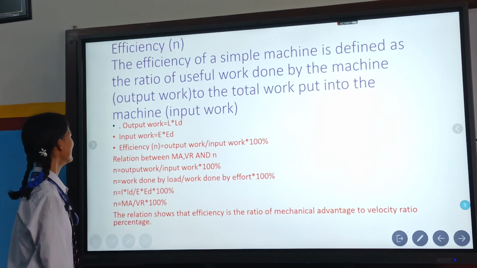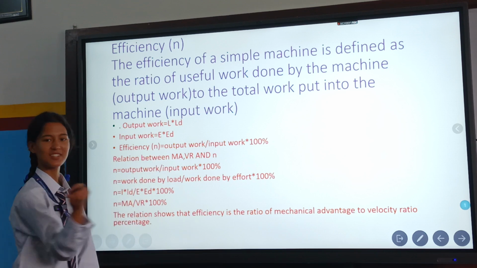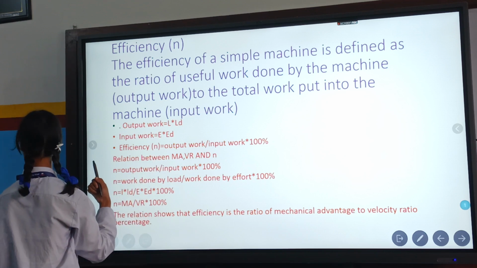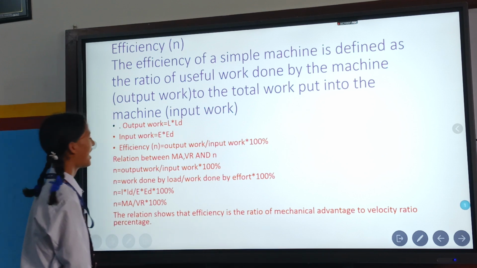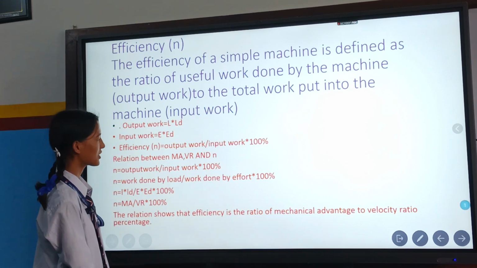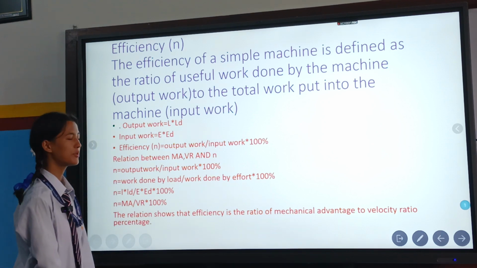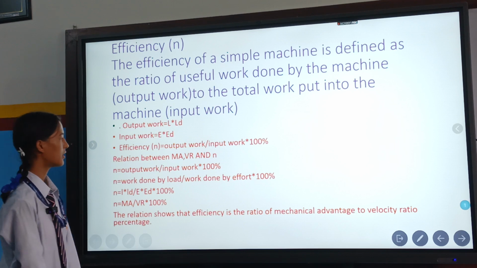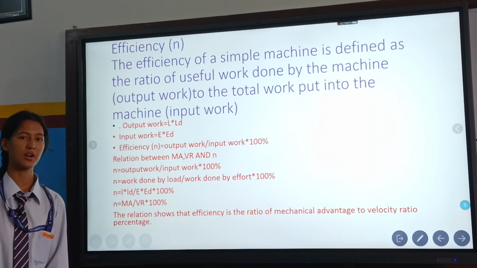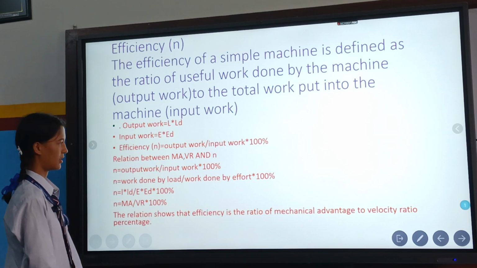Efficiency is represented as eta. And the formula is output work upon input work into 100%. To find efficiency, you have to put 100% because efficiency is all about percentage. If you forget to put 100%, then it may be wrong. So better to remember the formula.